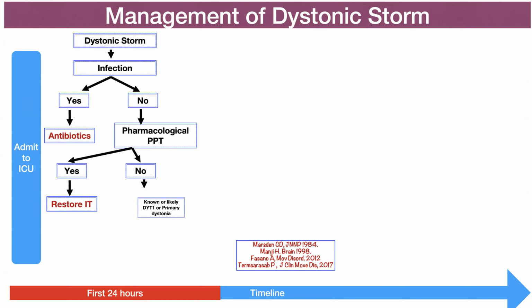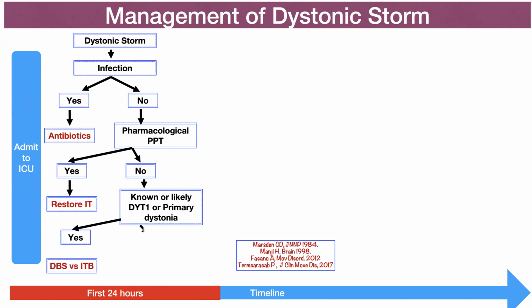If any infectious reason is there, make sure it is treated with appropriate antibiotics. If no infectious reason is there, look whether the symptoms were precipitated by some pharmacological means, such as withdrawal of a pharmacological agent. If yes, restore it. If no, then look for what was the underlying cause. Was it a known primary dystonic disorder such as DYT1 or primary dystonias? If yes, then consider surgical interventions such as DBS or ITB. If not, consider the dystonic storm protocol.